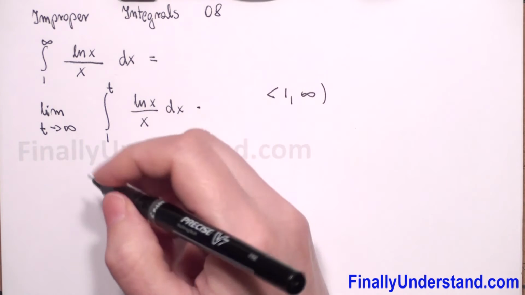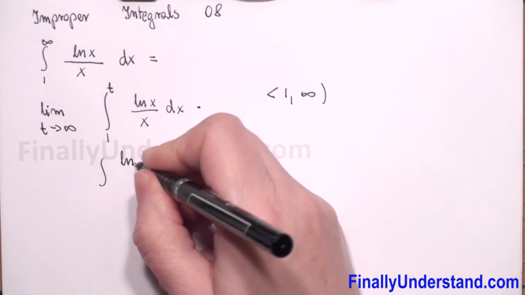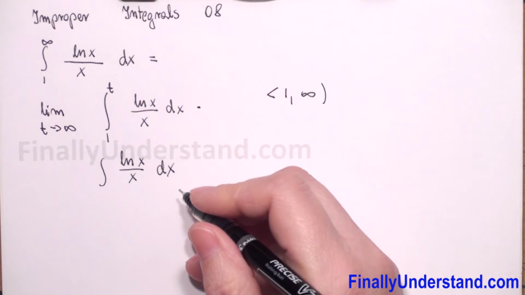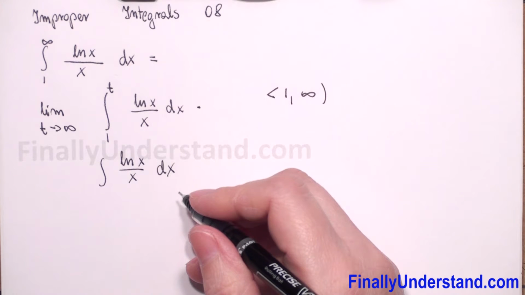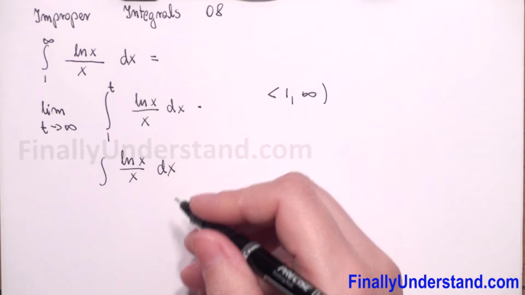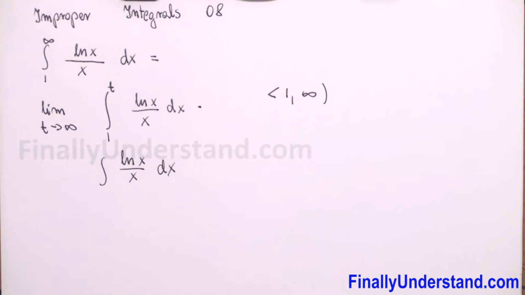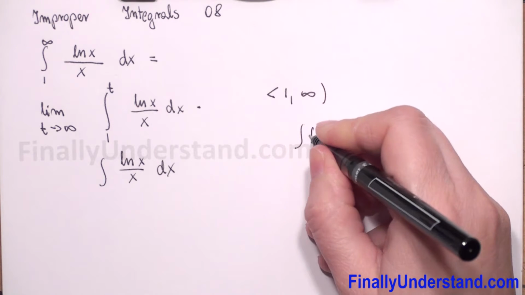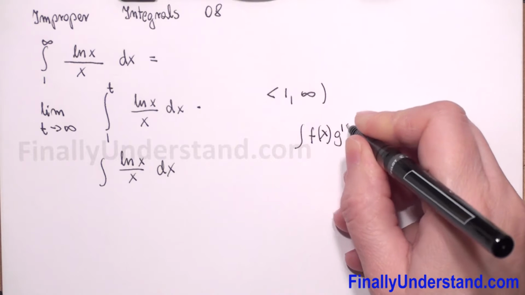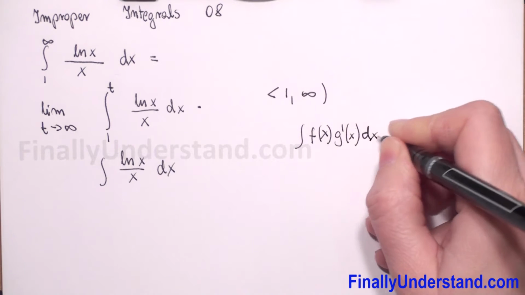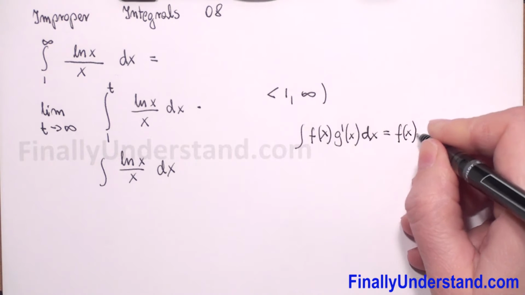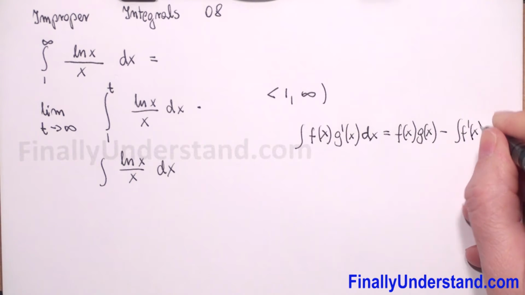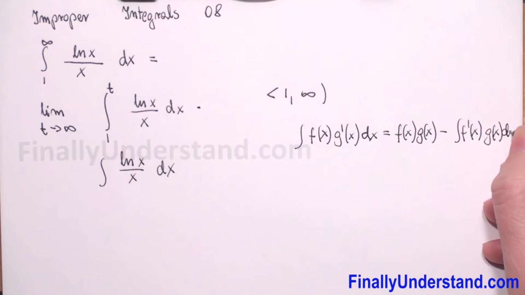Now we have to first find the integral of natural logarithm of x over x with respect to x. To do this, we will use the integration by parts formula. So let me remind you that the integral of f of x, g prime of x with respect to x is equal to f of x times g of x minus the integral of f prime of x, g of x dx.